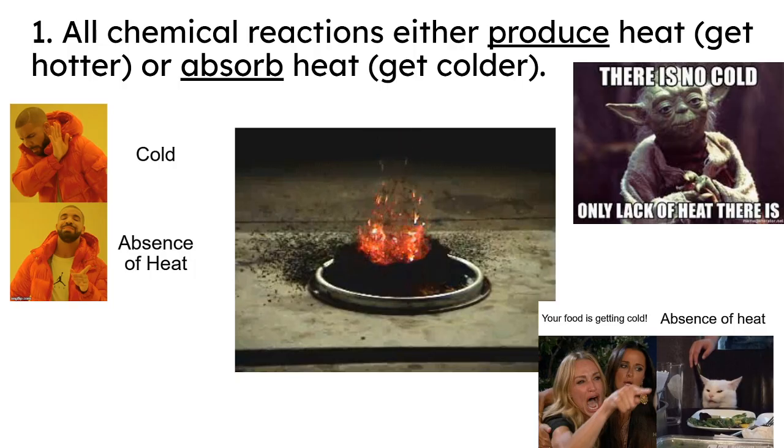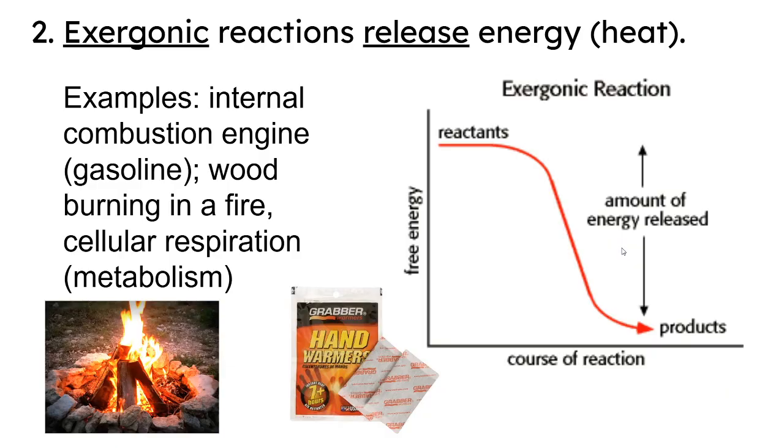Okay, so that's the first point. We've got that down, that all chemical reactions are either going to be producing heat or absorbing heat. Once we know that, we can separate those two different reactions into their categories. The first category is going to be called exergonic reactions. Exergonic reactions release energy. Most of the time, that energy is going to be in the form of heat. There's a subset of exergonic reactions called exothermic reactions, with therm referring to temperature, so heat. But exergonic reactions release energy.